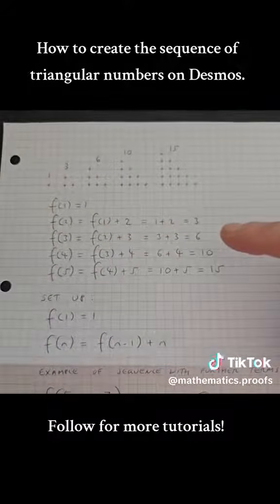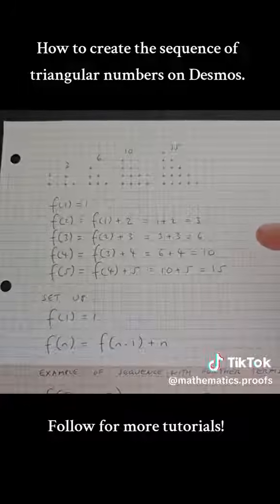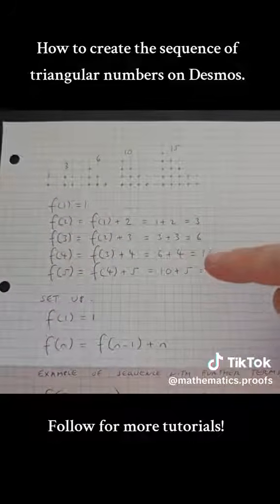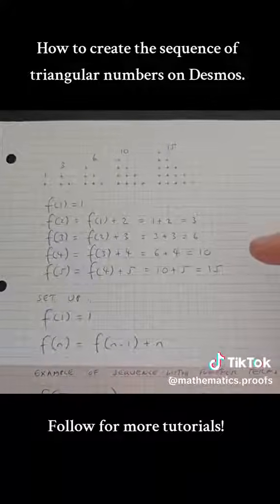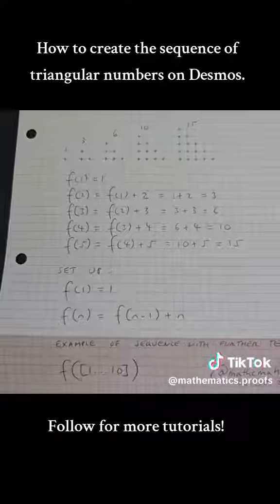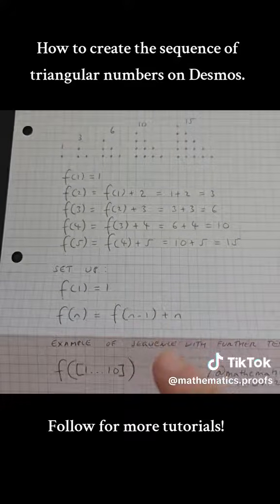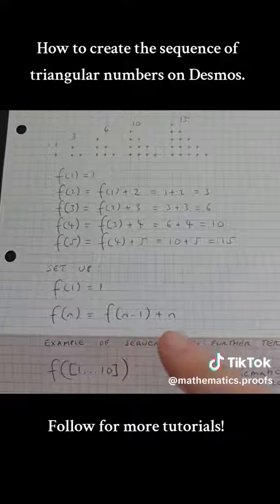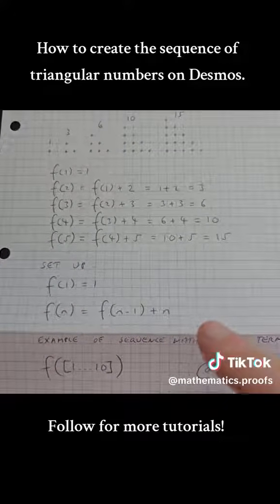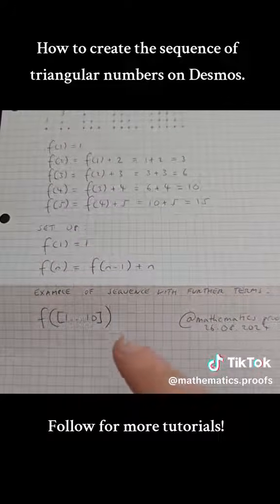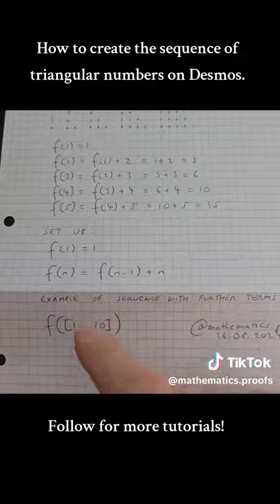f3 is f2 plus 3, which is 3 plus 3, which is 6. f4 is f3 plus 4, which is 6 plus 4, which is 10, etc. Now you set this up by saying f1 is equal to 1, then you say fn is equal to fn minus 1 plus n.